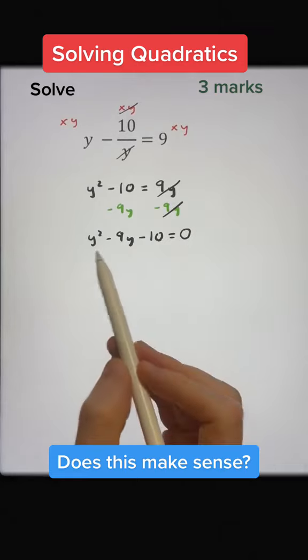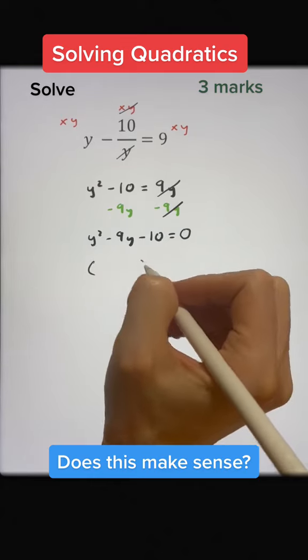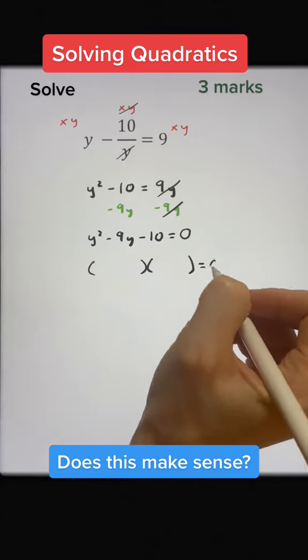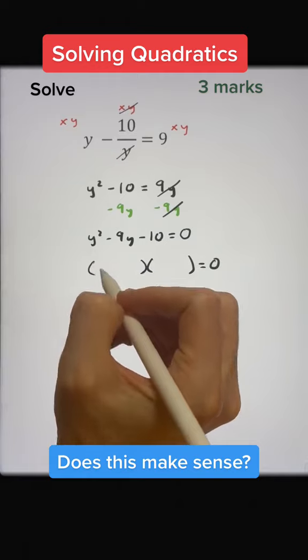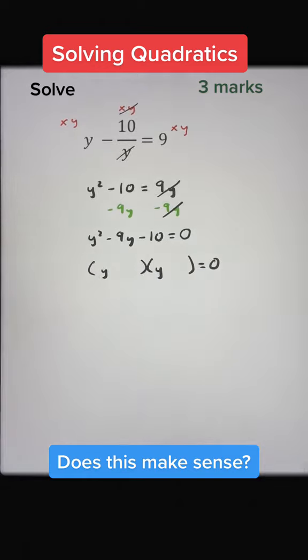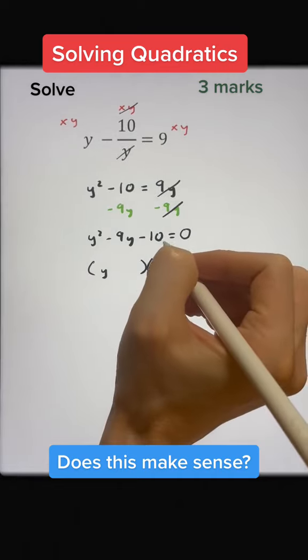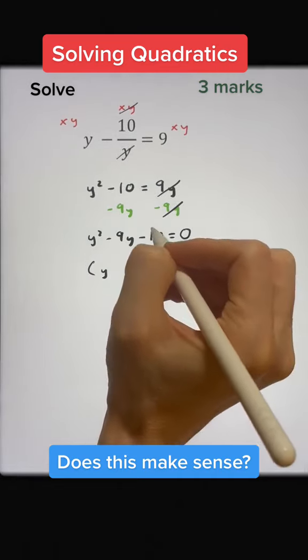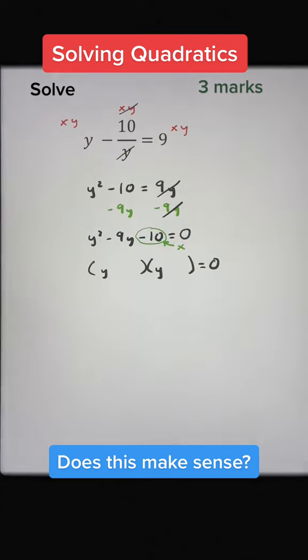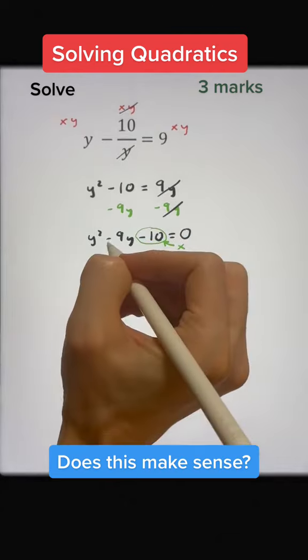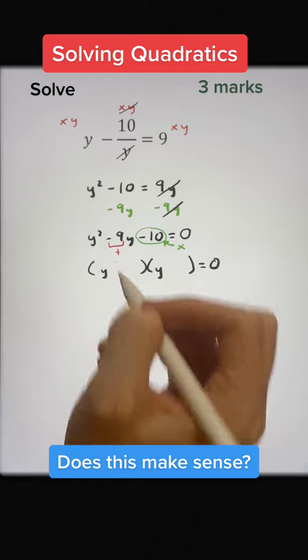Factorising my quadratic, as I have 3 terms, I know it's going to factorise into what we call double brackets, and it's going to equal 0. As it starts y squared, each bracket starts with a single y. My rule is I need to find 2 numbers that multiply to give us the number term, in this case negative 10, and the same 2 numbers must still add to give us the number in front of the single letter, which in this case is negative 9.